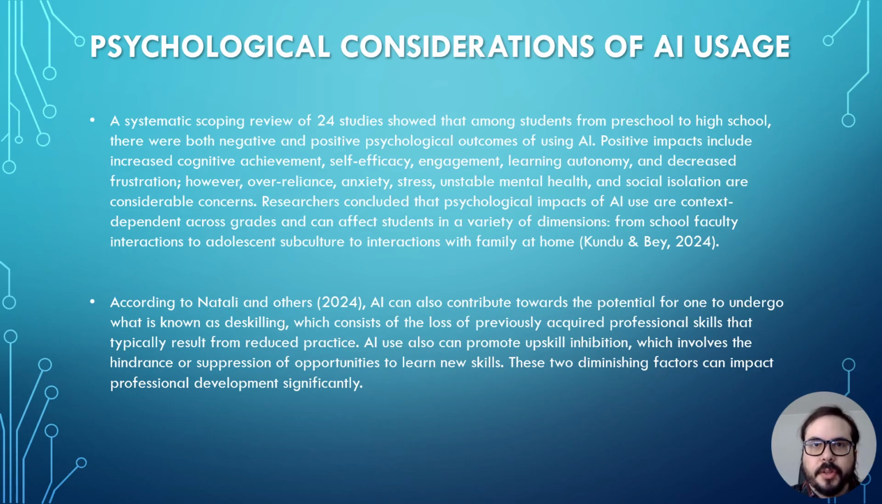So AI tools clearly have a role they can play when it comes to the e-learning environment, but there are some psychological considerations. According to a systematic scoping review of 24 studies, they did find there were some mixed results. Positive impacts include cognitive achievement, self-efficacy, engagement, learning autonomy, and decreased frustration. But they found over-reliance, anxiety, stress, unstable mental health, and social isolation are some considerable concerns, right?